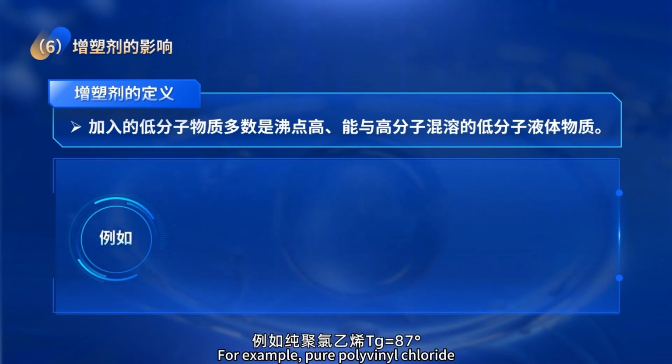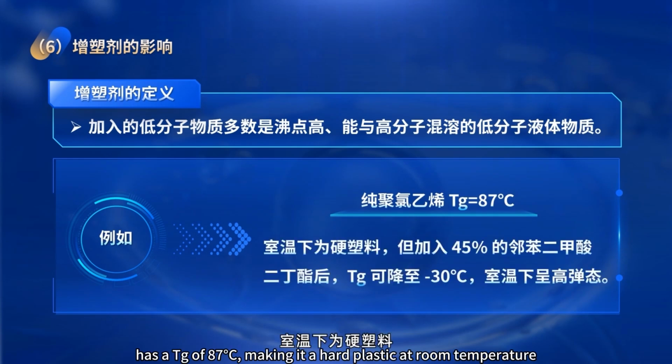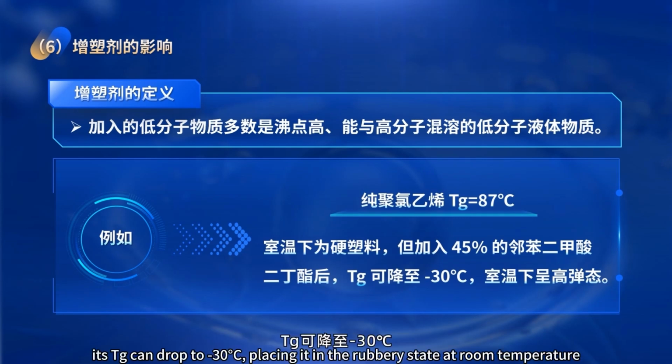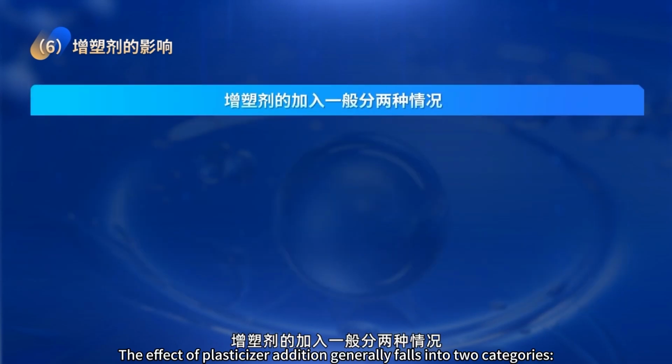For example, pure polyvinyl chloride has a Tg of 87 degrees Celsius, making it a hard plastic at room temperature. However, after adding 45% dibutyl phthalate (DBP), its Tg can drop to -30 degrees Celsius, placing it in the rubbery state at room temperature. The effect of plasticizer addition generally falls into two categories.